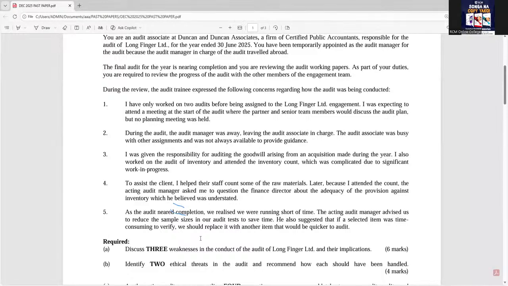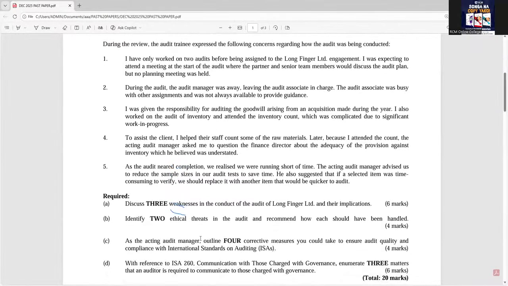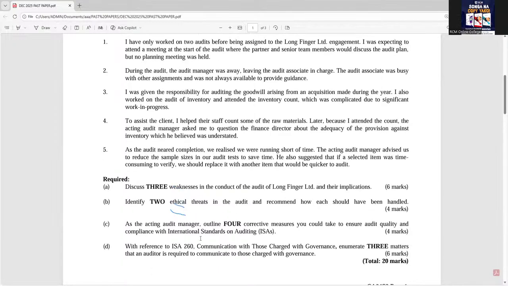So part A of the question calls upon us to discuss 3 weaknesses in the conduct of the audit of Longfinger Limited and their implications. Part B, identify 2 ethical threats in the audits and recommend how each should have been handled. So threats to the professional code of ethics.